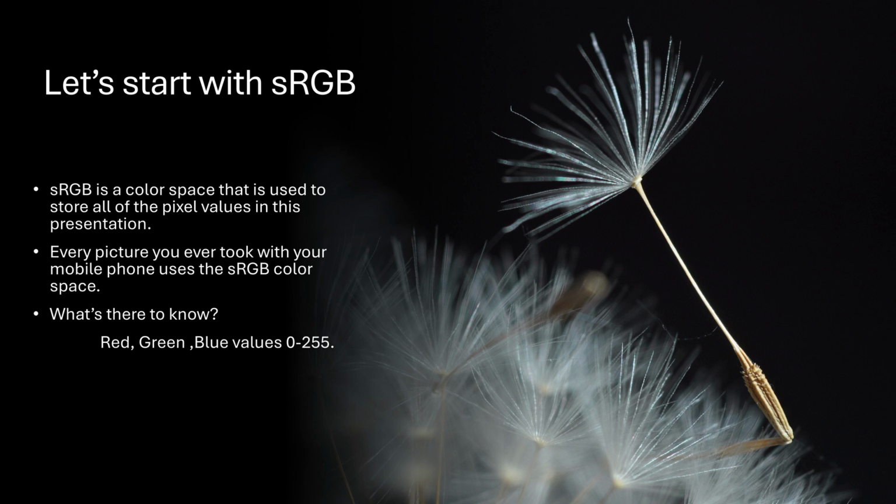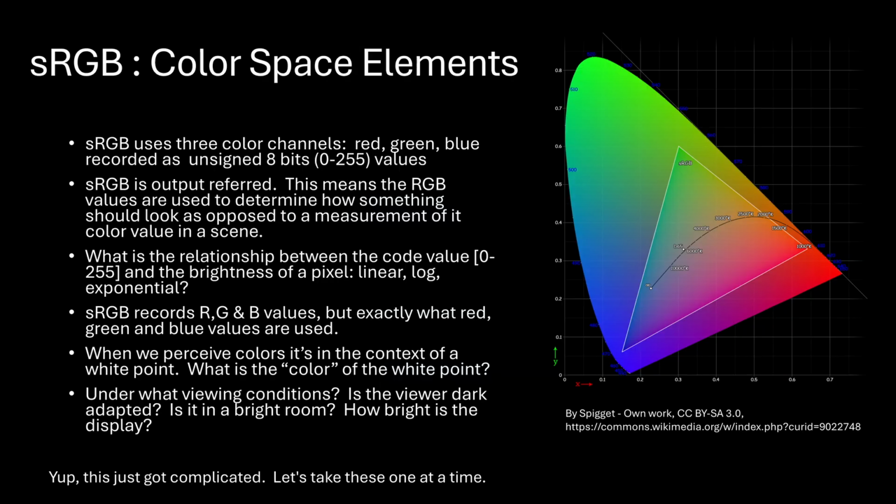Every pixel you're looking at in this presentation is recorded in sRGB. Every picture you've ever taken with your cell phone, camera, anything else is recorded in sRGB. So what's there to know? Every pixel gets a value of 0 to 255. Done. Well, color space is a little more in depth than that. There's a lot of things you have to know in addition to that 0 to 255. So there's more to know than just 0 to 255 for red, green, and blue.